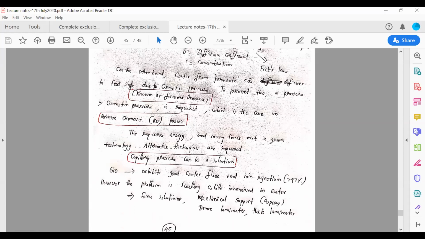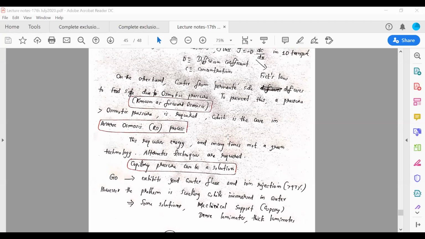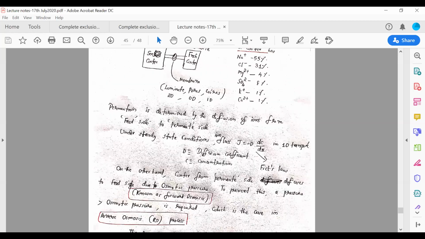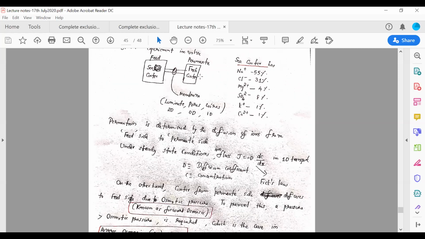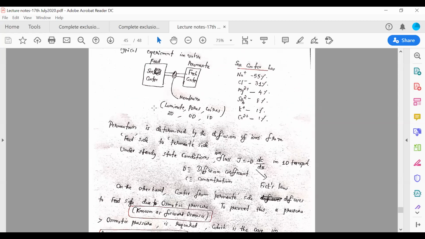So we want some other technology, some other solutions, because we don't want to consume energy. This is an energy intensive process. We always need some energy to transport water molecules from the seawater to the freshwater side. Typically it is 40 to 80 bars in terms of pressure. So you have to consume that much energy.